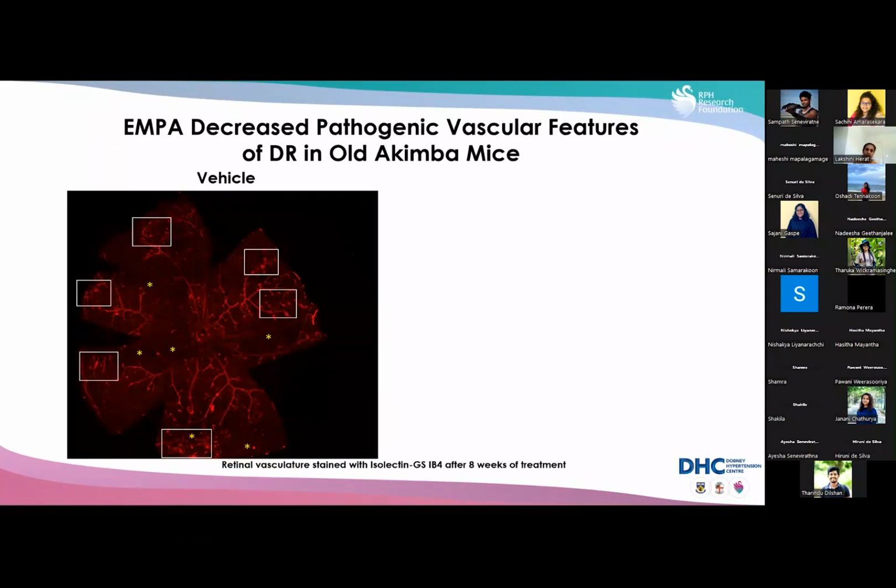As shown in this panel here, this is a vehicle-treated mouse retinal vasculature stained with isolectin B4 and streptavidin Cy3 after 8 weeks of treatment. I'm not sure how clear this image is, but what I would like to bring your attention to is these white color boxes. These are the regions of the retina showing large structures that are intertwined and creating large microaneurysms and microvascular abnormalities. And these yellow asterisks indicate regions that do not have any blood vessels present in the retina.